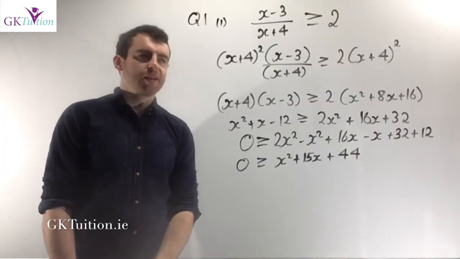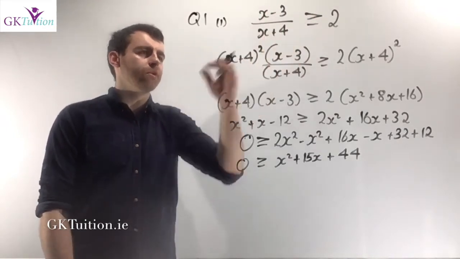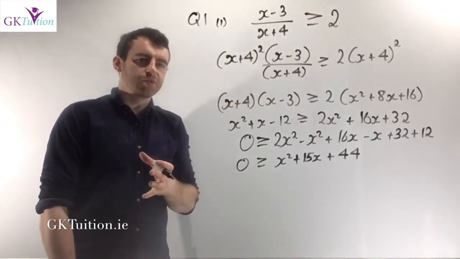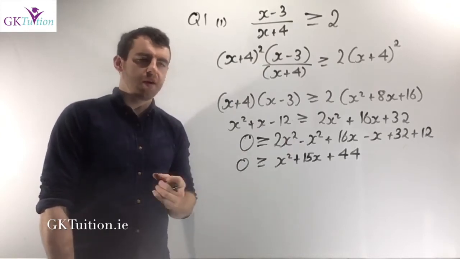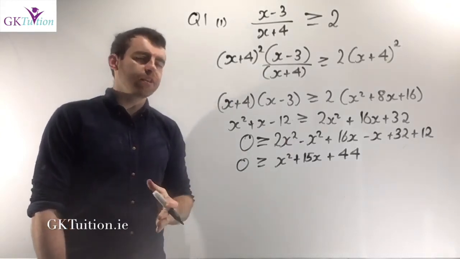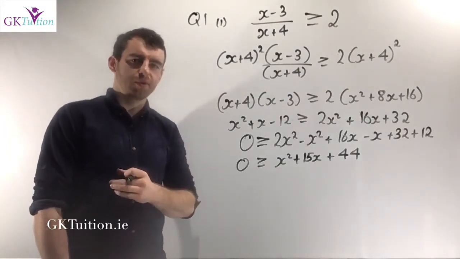Okay, so the first one I asked you to do here was (x - 3)/(x + 4) is greater than or equal to 2. If you have an algebraic fraction and an inequality, you should multiply both sides by the denominator squared. The denominator in this case is x + 4. So I decided to multiply both sides by (x + 4) squared.